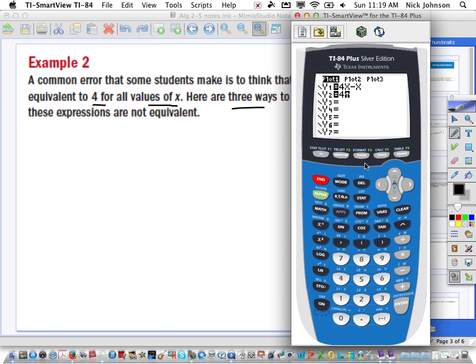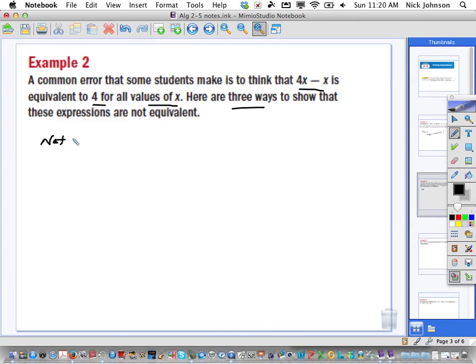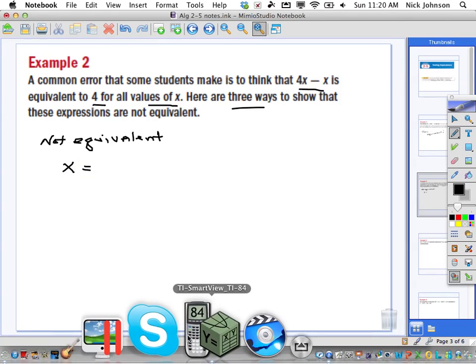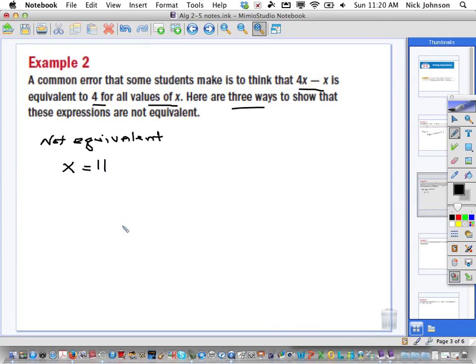So if I hit graph, if I hit table, as you can see, when x equals 11, our first one equals 33, and our y sub 2, our second one, equals 4. Well, does 33 equal 4? No. Therefore, by looking at that on the table, these are not equivalent, because I found an x value that's a counterexample where it won't work. Where was that counterexample? Well, there's a bunch of them right here, right? But at x equals 11, it doesn't work.